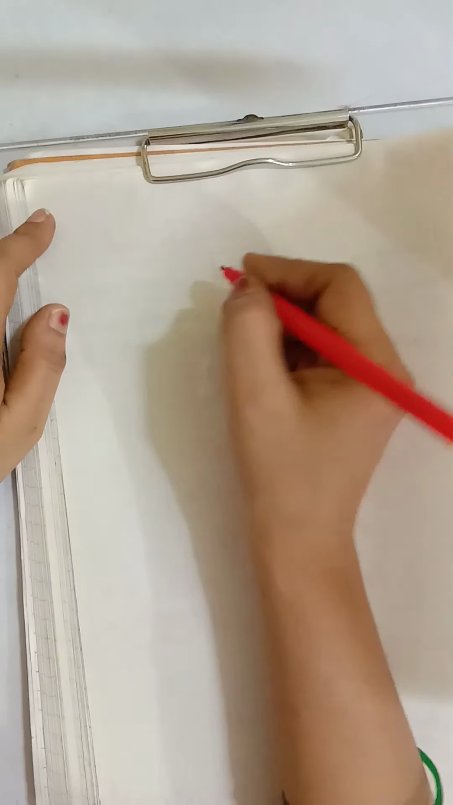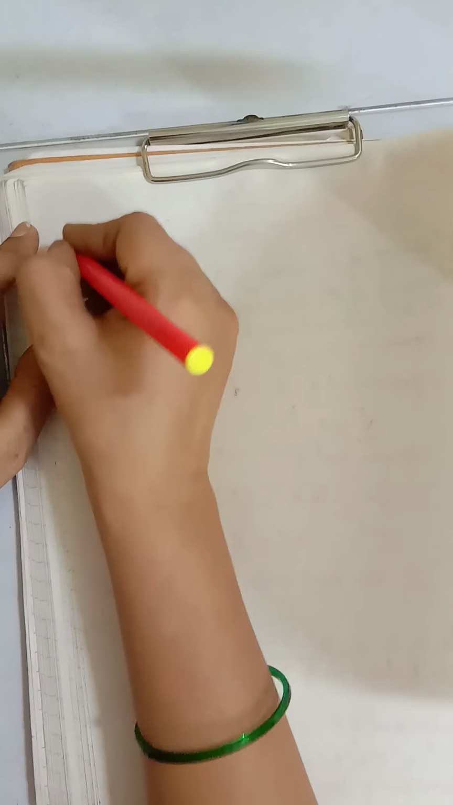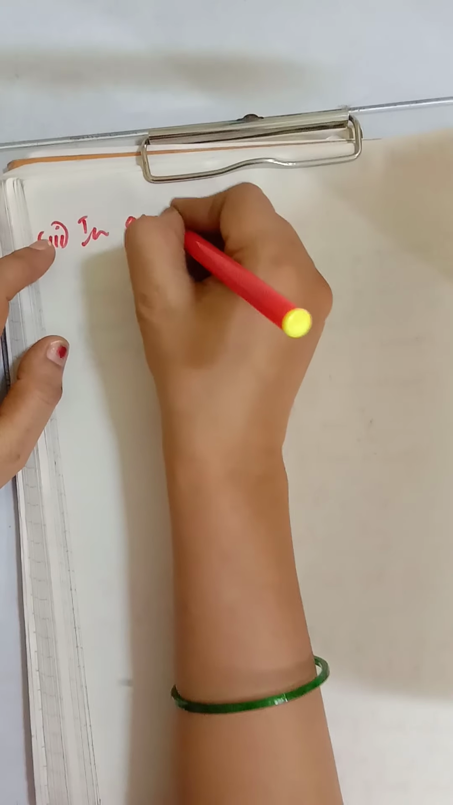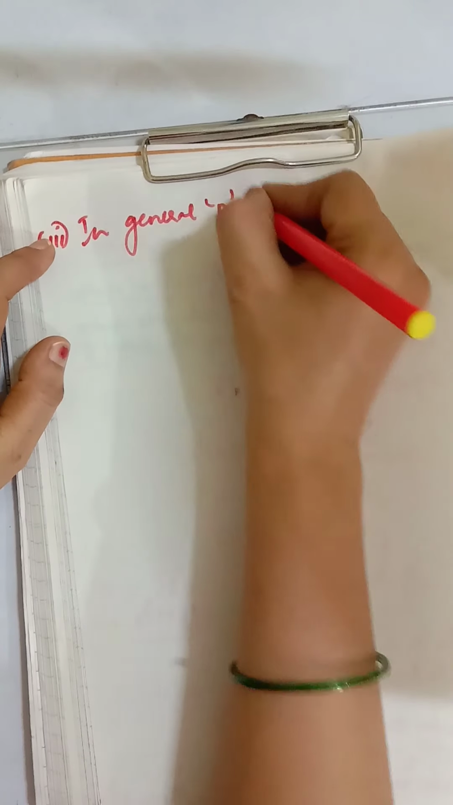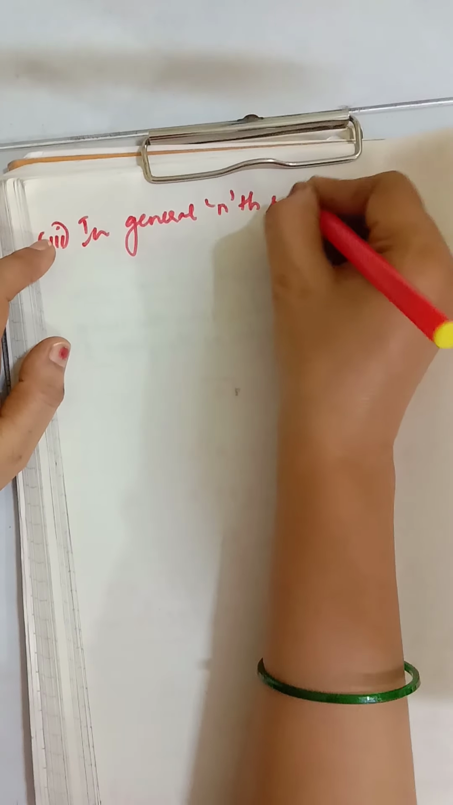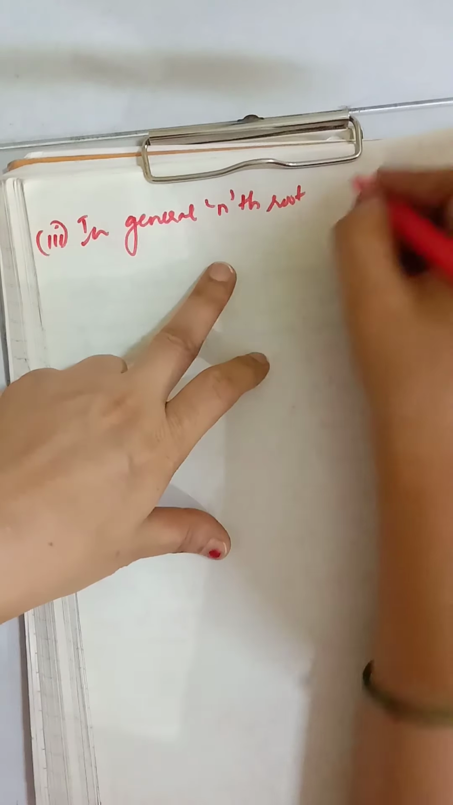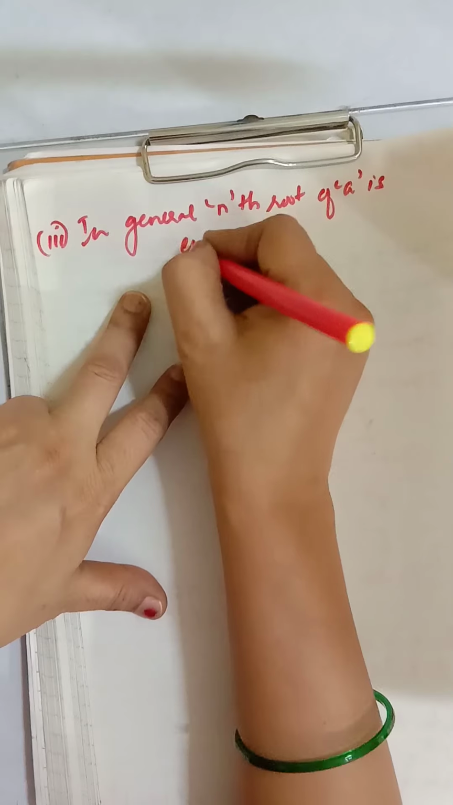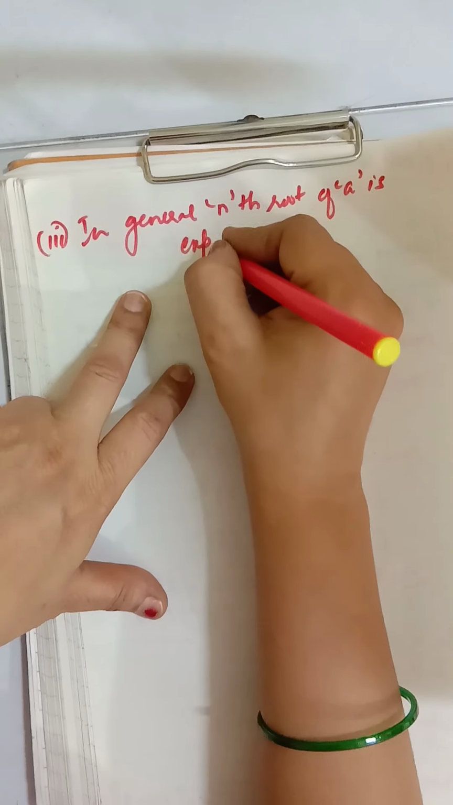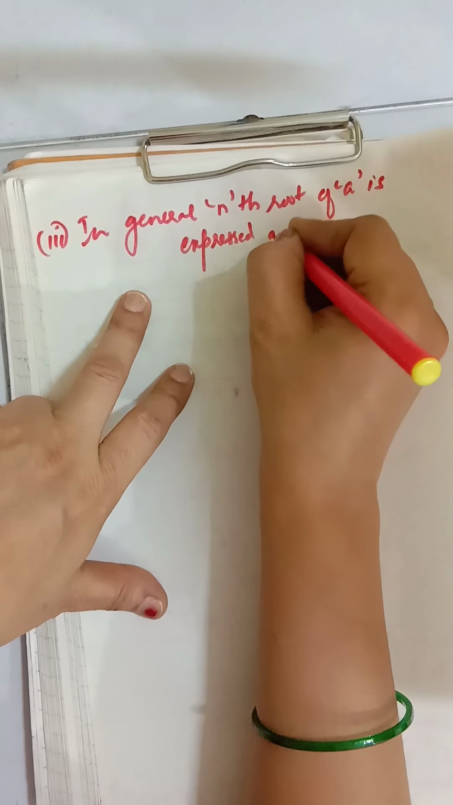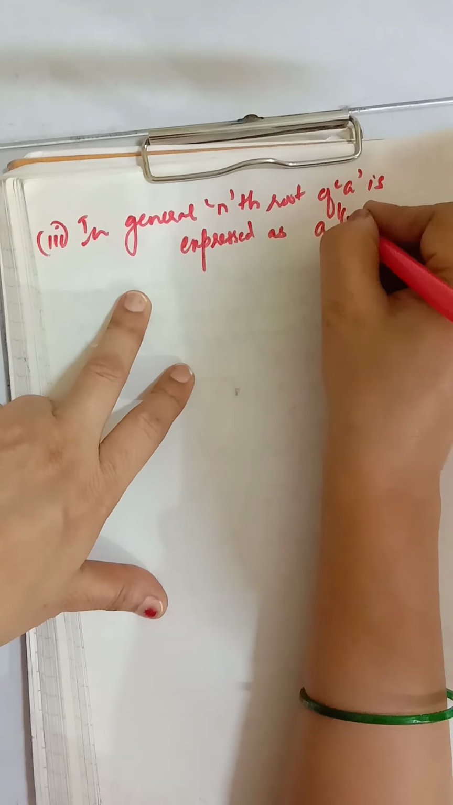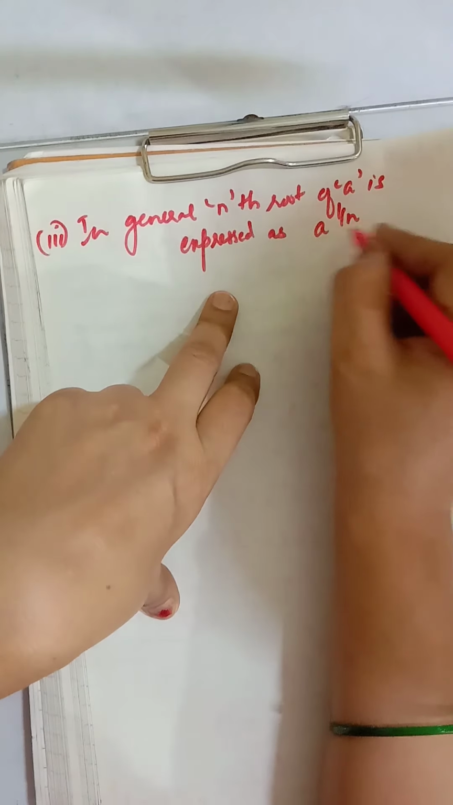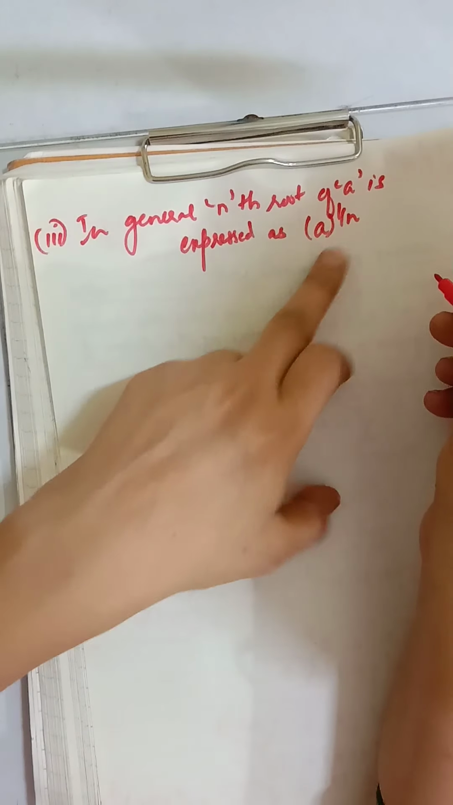So in general, children, you can write this third point as: the nth root of a can be expressed as a raised to 1 upon n. This is the symbol for the nth root.